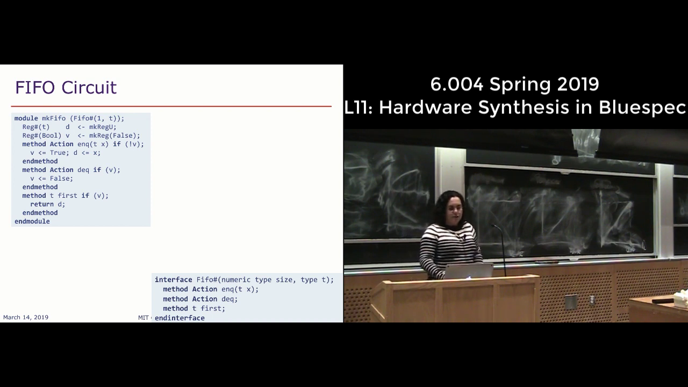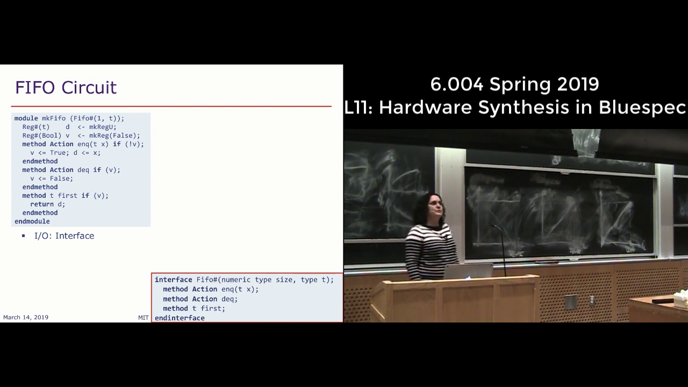Okay, just to remind ourselves, here's the interface for the FIFO. It's got 3 methods: an NQ method, a DQ method, and a first method, which grabs the first value out of the queue. And here we've got the implementation of this FIFO. Let's see what the steps are first through an example of producing our hardware, and then we're going to try to generalize that.